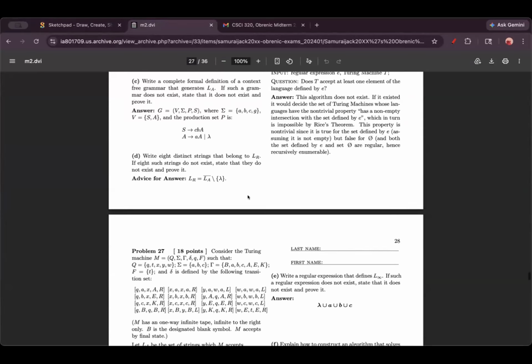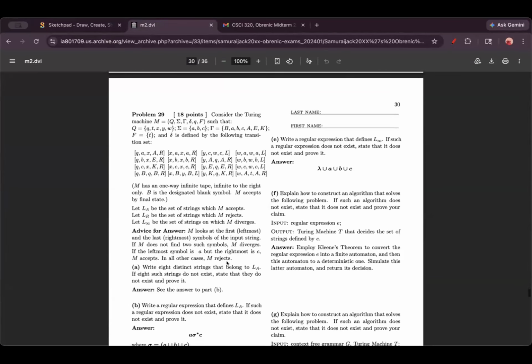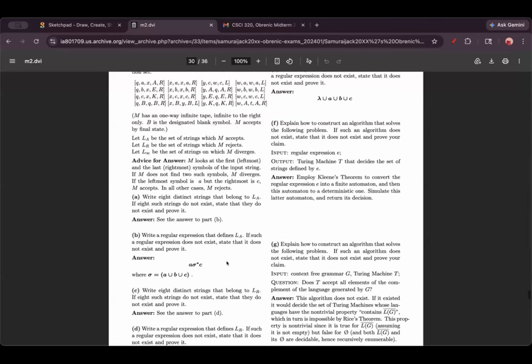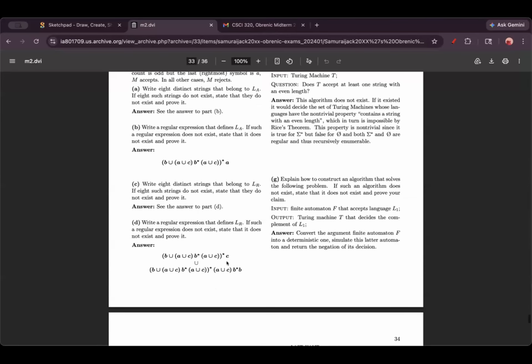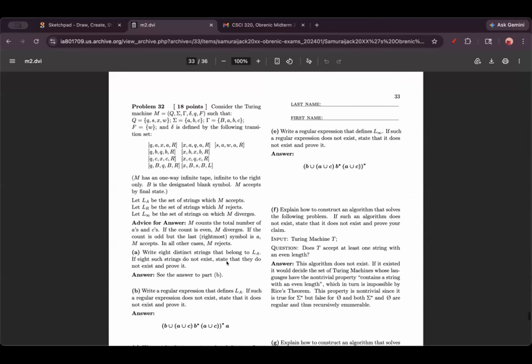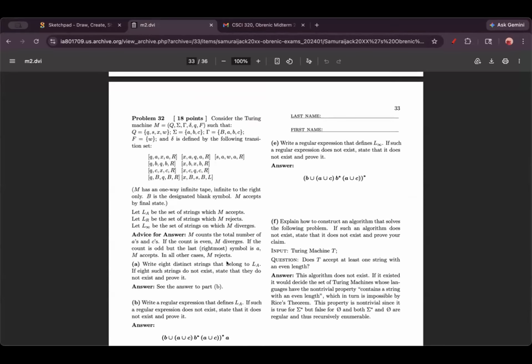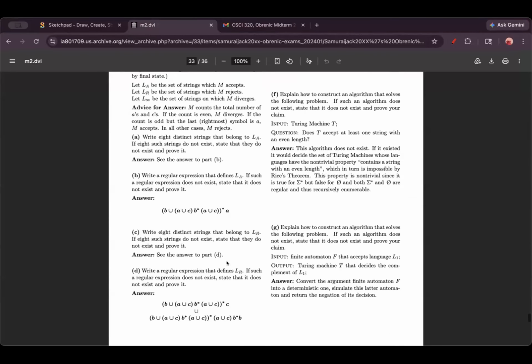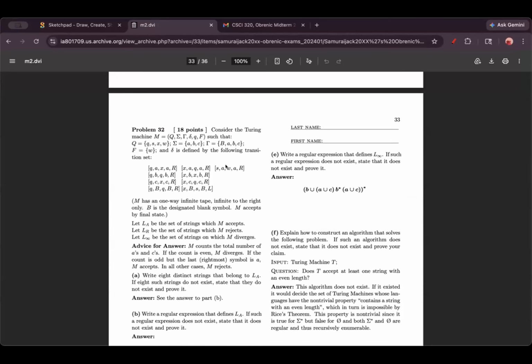I'm trying to look for one with less states. I think they all have like 4 states. Okay, this seems good. Give me a right now. I'm gonna do this one, 32.